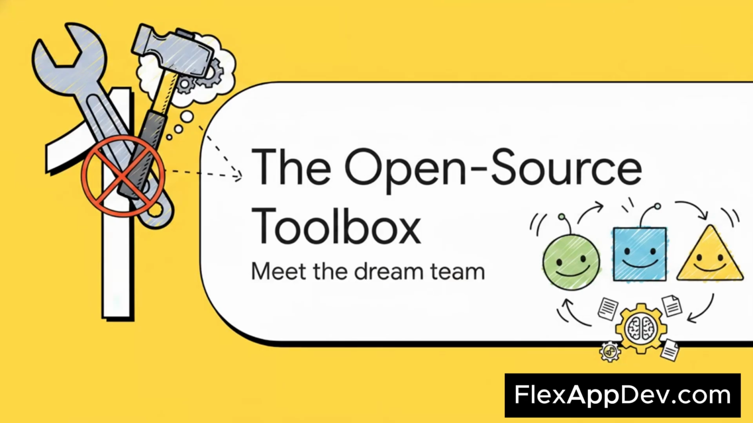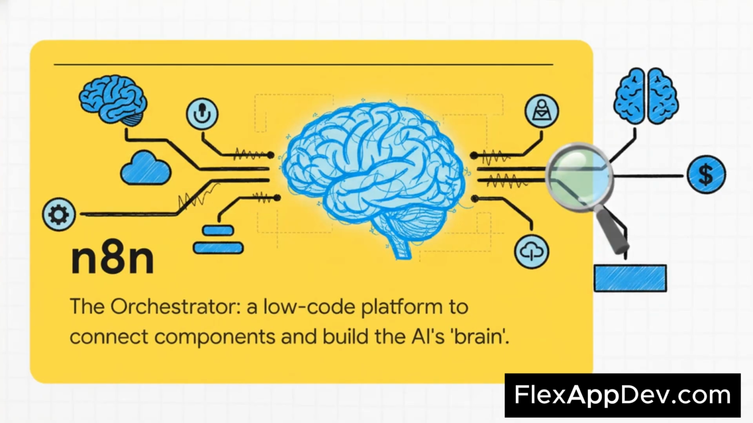Okay, so to make this magic happen, we need a toolkit. Think of it as the dream team for our local AI. There are 3 key pieces of software that are going to work together to create our intelligent agent. Let's meet them. First up is a tool called N8N. The best way to think about this is as the orchestrator, or maybe the central nervous system. It's a low-code platform where we can visually drag and drop nodes, connect everything together, and basically build the logic, the brain of our AI, without writing a bunch of complicated code.